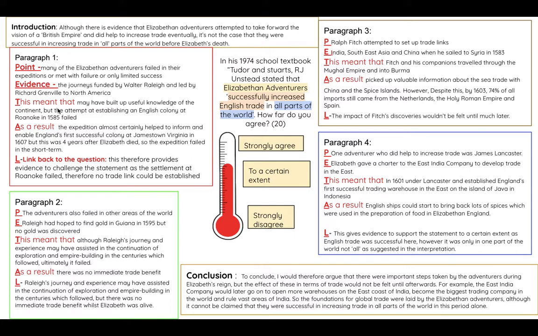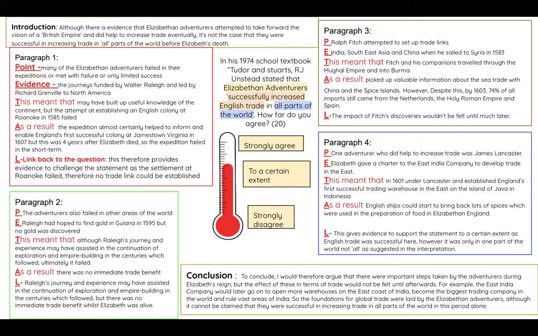So my first point then is I would say that many of the Elizabethan adventurers failed in their expeditions or met with failure or only a limited success. My evidence for this would be the journeys funded by Walter Raleigh and led by Richard Grenville to North America. So this meant that they may have built up useful knowledge of the continent, but the attempt to establish an English colony at Roanoke, for example, in 1585 failed. So as a result, the expedition almost certainly helped to inform and enable England's first successful colony at Jamestown, Virginia in 1607, but that was 4 years after Elizabeth died.